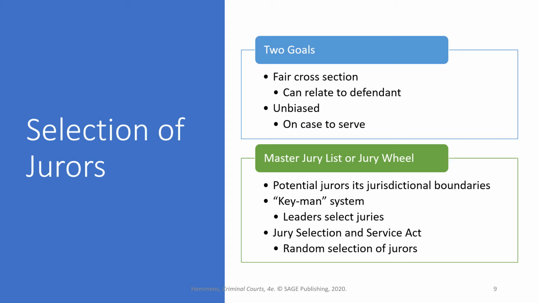Jury selection now is pretty random. People get put into the system and they're drawn at random, and if you serve or you go to jury duty and you actually sit through the voir dire, your name is put at the bottom of the list.